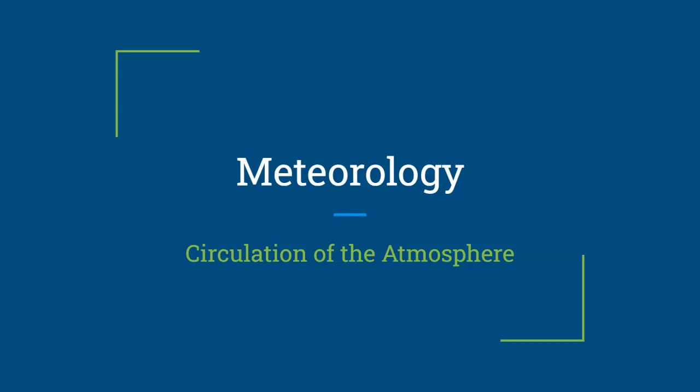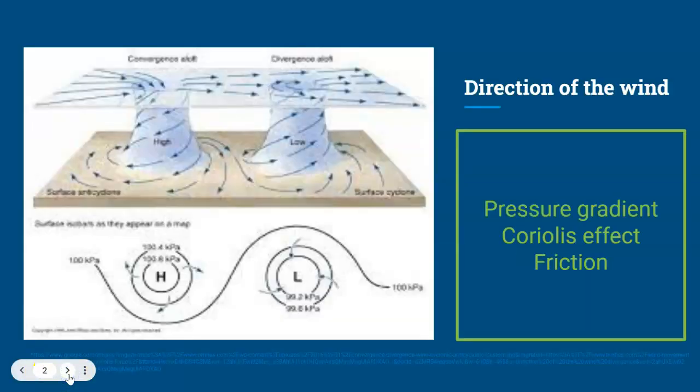Today we will be talking about the circulation of the atmosphere. The direction of the wind is affected by three things: pressure gradient, Coriolis effect, and friction. Pressure gradient is when wind moves vertically from high to low pressure. The wide spaced isobars mean light winds, and the closer isobars mean high winds.